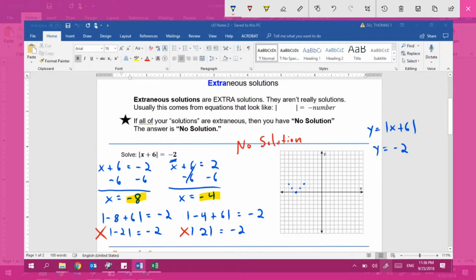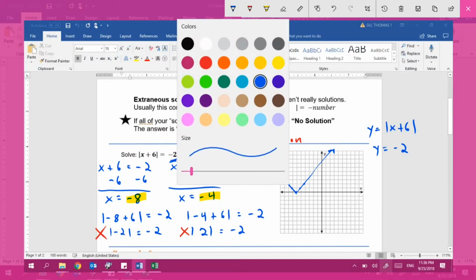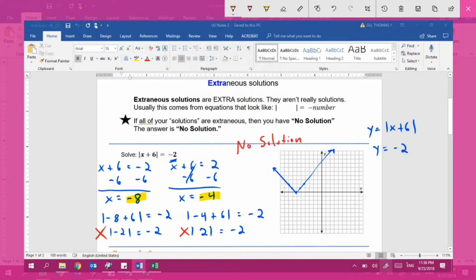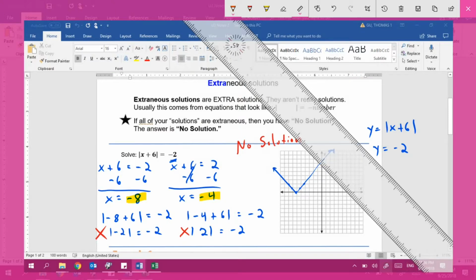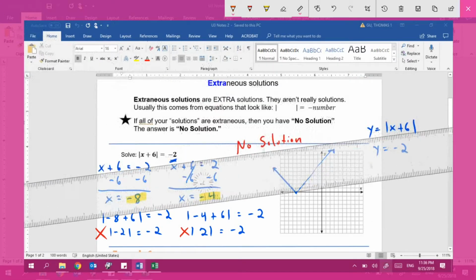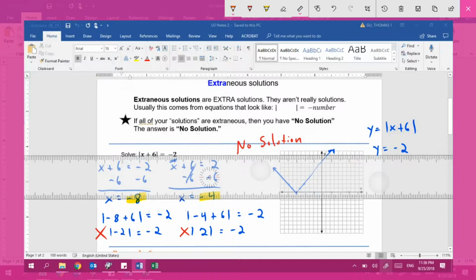Alright, so I'm just going to roughly draw this, but this is pretty much what that graph is going to look like. Okay, now y equals negative 2 is going to be the horizontal line going through y equals negative 2, which means it's a horizontal line right here.